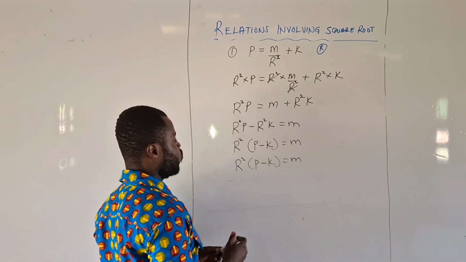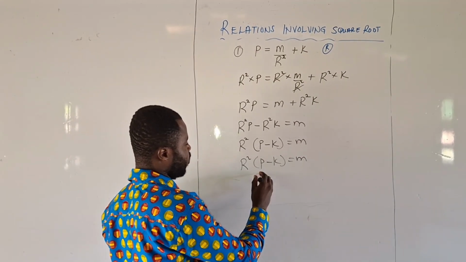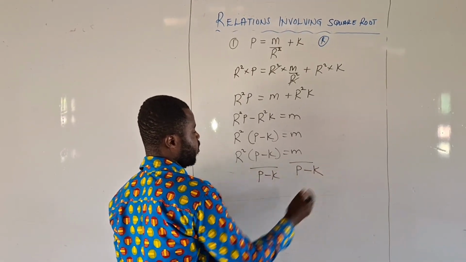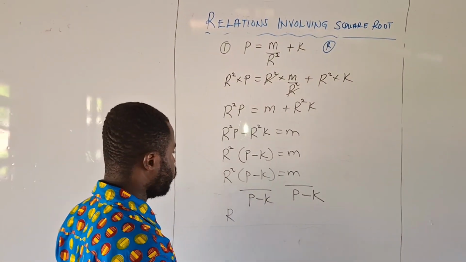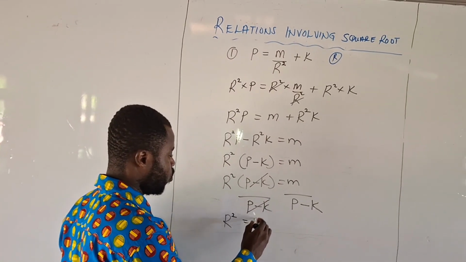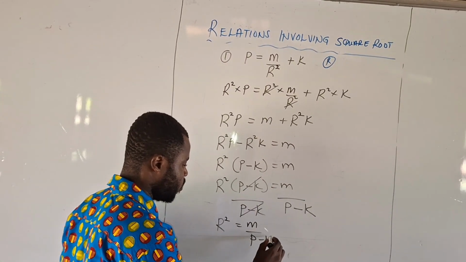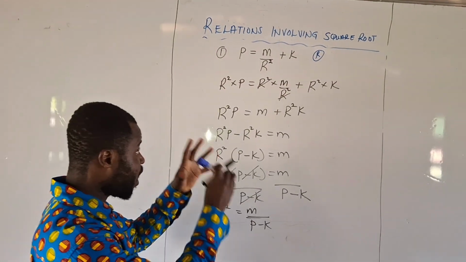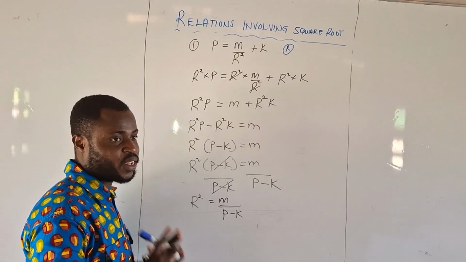Now we have to divide both sides by P minus K. So we cancel out P minus K here, P minus K. Now we have R squared is equal to M over P minus K. Now this expression is incomplete because we have to make R the subject. They didn't tell us to make R squared the subject.